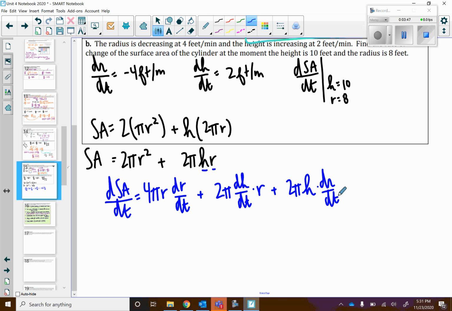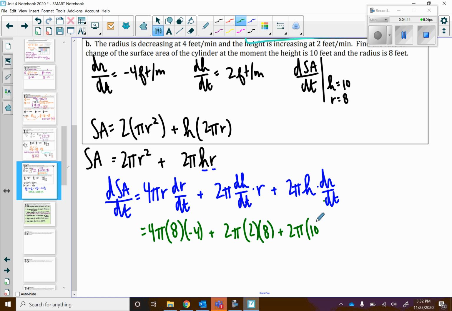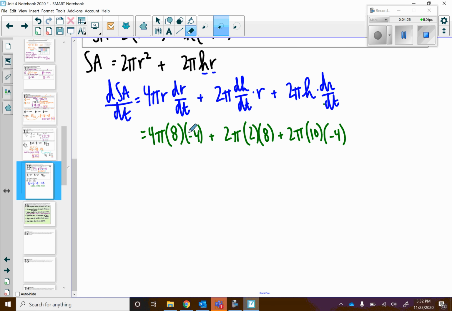So I've got my derivative. I have all of the pieces I need, and I'm going to plug them in. I'm looking for the derivative of surface area. So we have 4 pi when r is equal to 8, dr/dt we said is -4, plus 2 pi, dh/dt is 2, our radius again is 8, plus 2 pi, our height is 10, and dr/dt is -4 again. And realistically, from here, it's can you type things into your calculator correctly and add them?